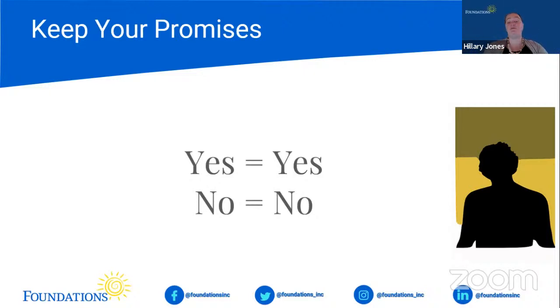So do you say, I'll be right back, and never make it back to that classroom or that activity? Do you say to a student, we can do that tomorrow, and then it doesn't happen for a week or at all? It is better for us as leaders to say, no, I can't do that right now, than to say yes and then not do it.